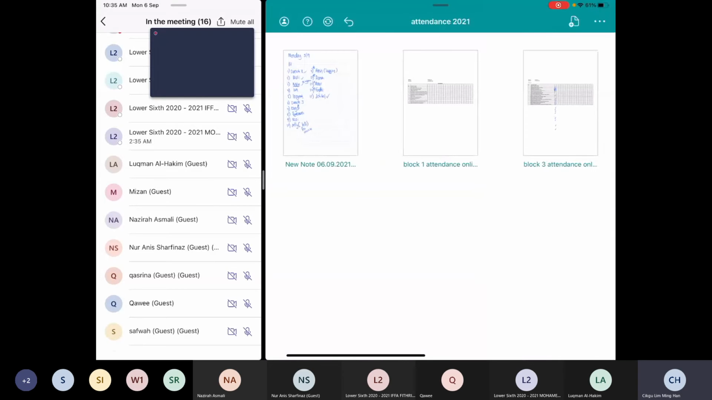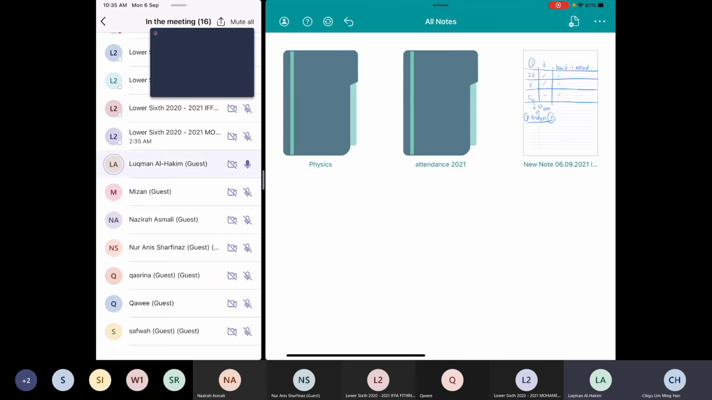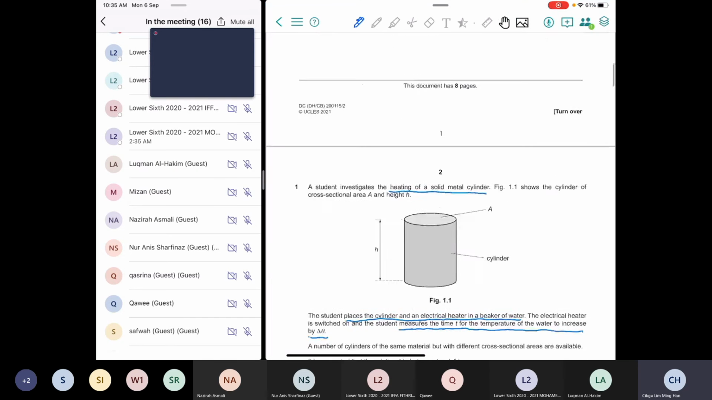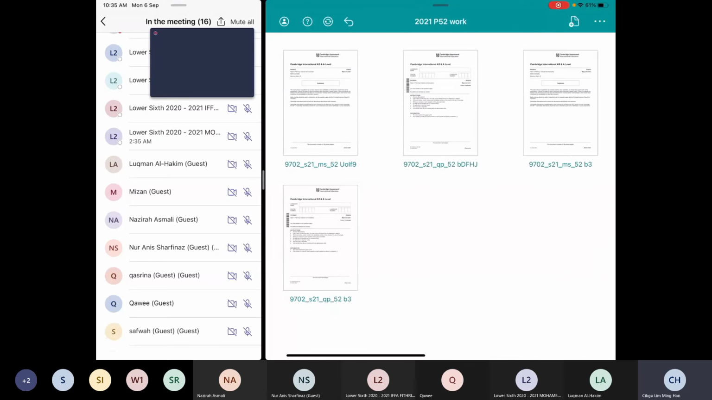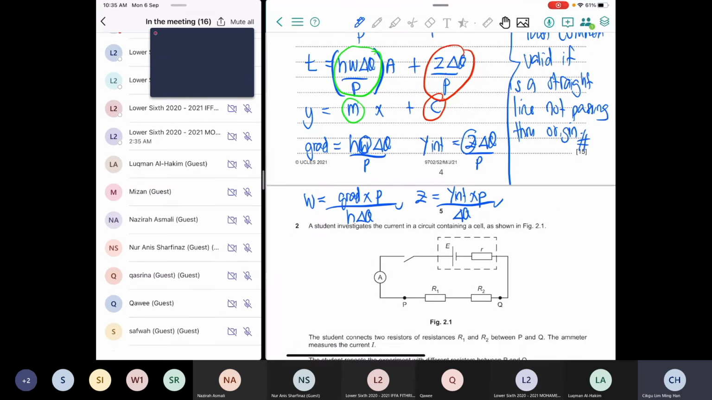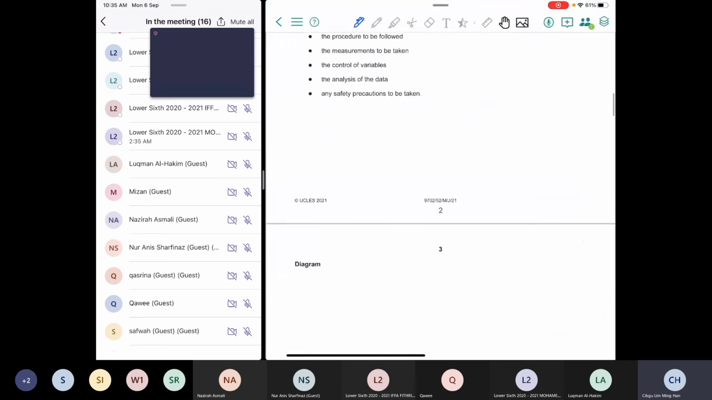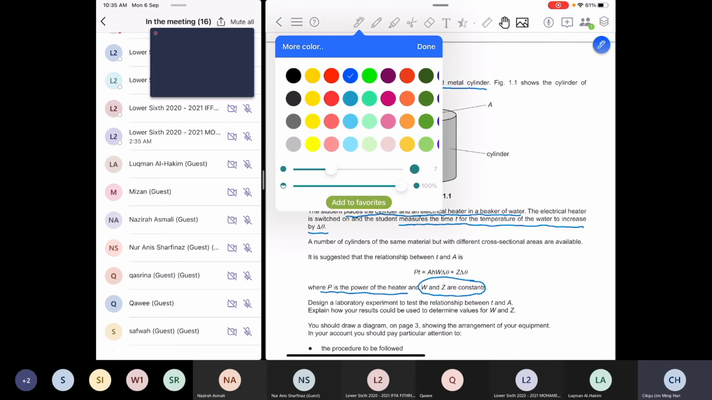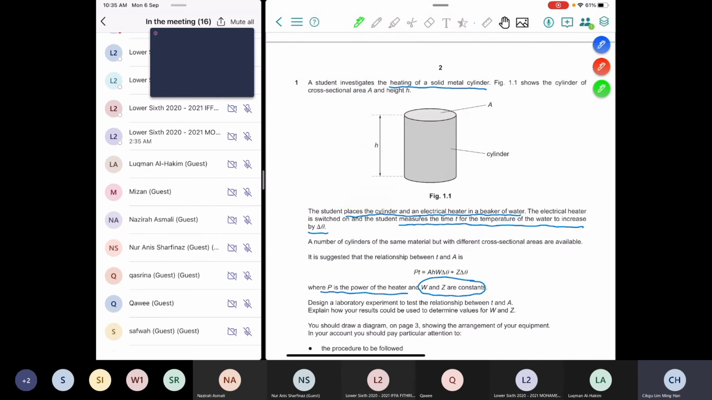Now, have you tried the paper 5 already? Yes. Good. I like to hear that. So today we will be discussing this paper 5. I'll be discussing this one with you today. So only question number 1. Hang on, I add my pen color first. Blue. We have a red color. Maybe another green color.